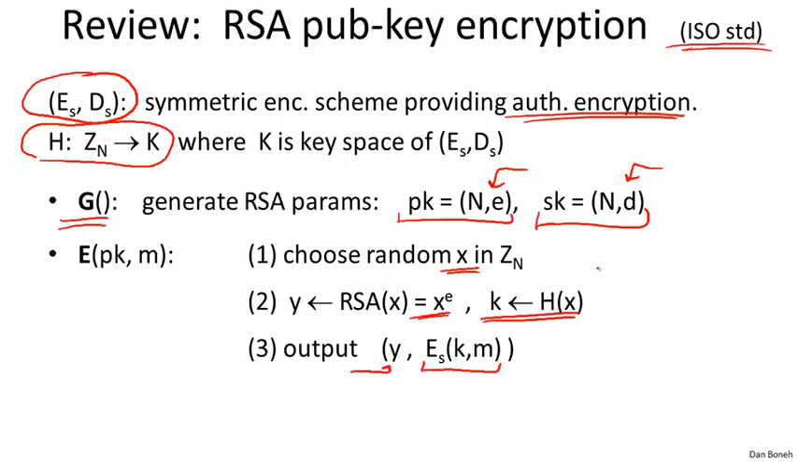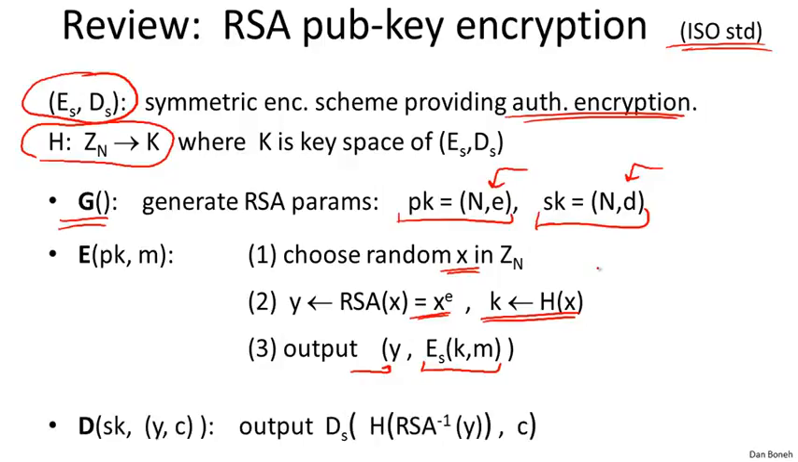That's how we would encrypt, and the way we would decrypt is pretty much as we saw in the previous segment. The first thing we would do is use the secret key to invert the header of the ciphertext, so we would compute RSA inverse of y. That would give us the value x. Then we would apply the hash function to x, which would give us the key k. And then we would run the decryption algorithm for the symmetric system on the ciphertext, and that would produce the original message m.